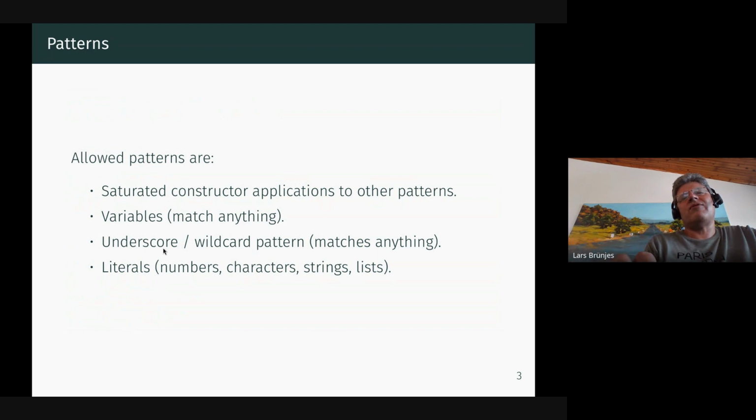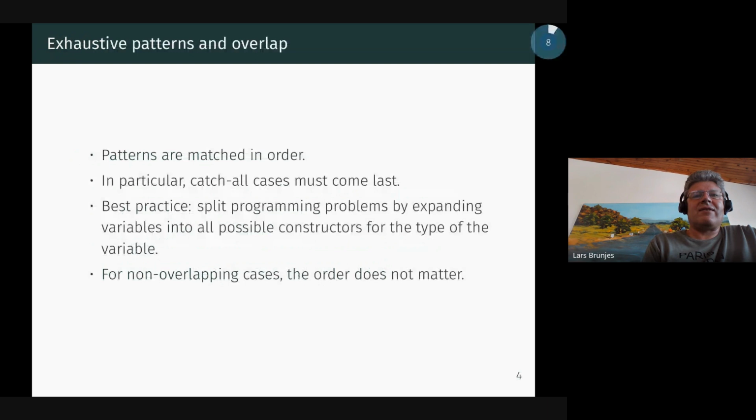We also briefly talked about underscores. It's like a variable, but only if you're not interested in the value. You don't bind it to a name, so you can't use the value on the right-hand side. And finally, literals. Your pattern can also be something like 0 or 1 or 2, or character literals, string literals or list literals. That's basically it. That's what's allowed on the left-hand side.